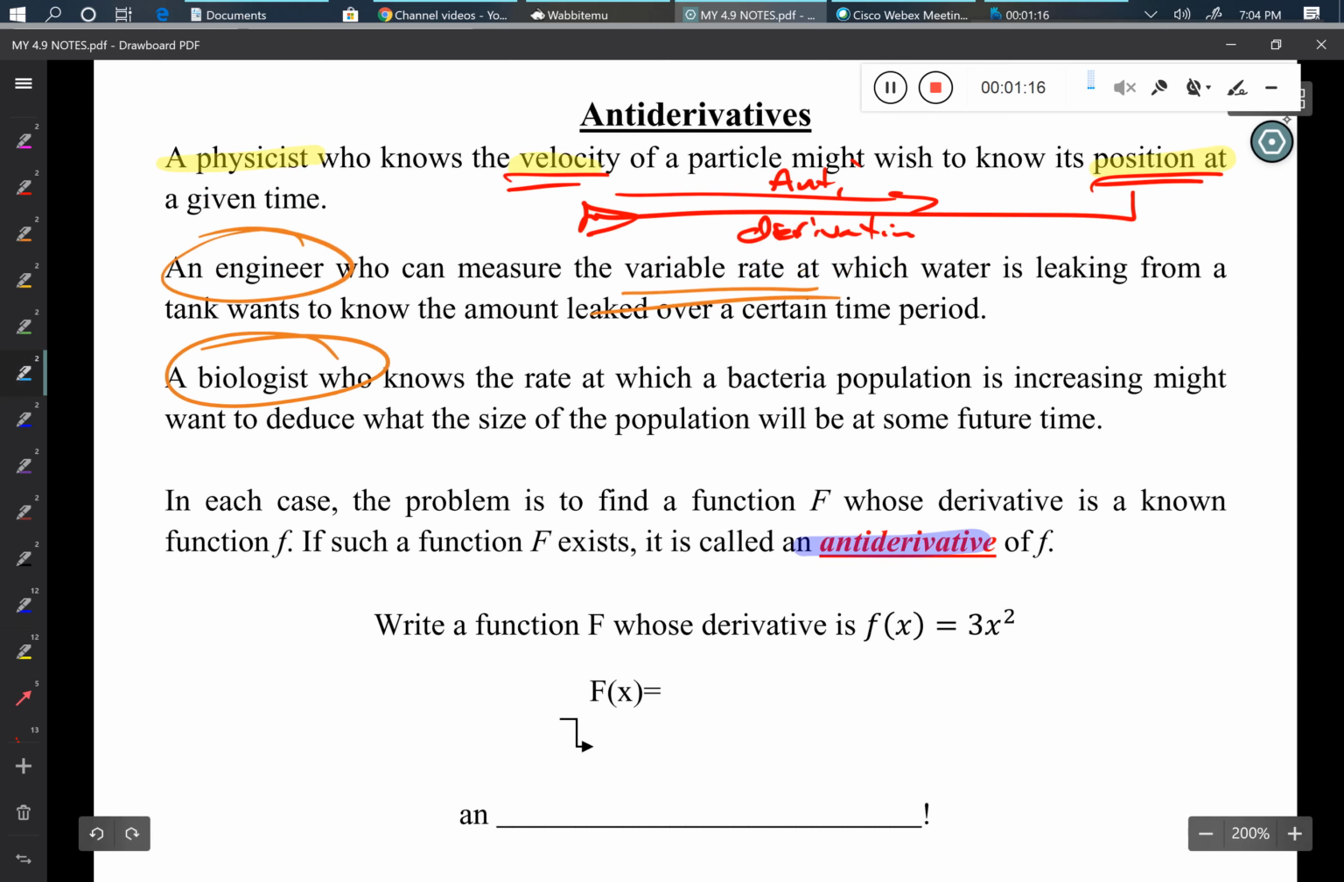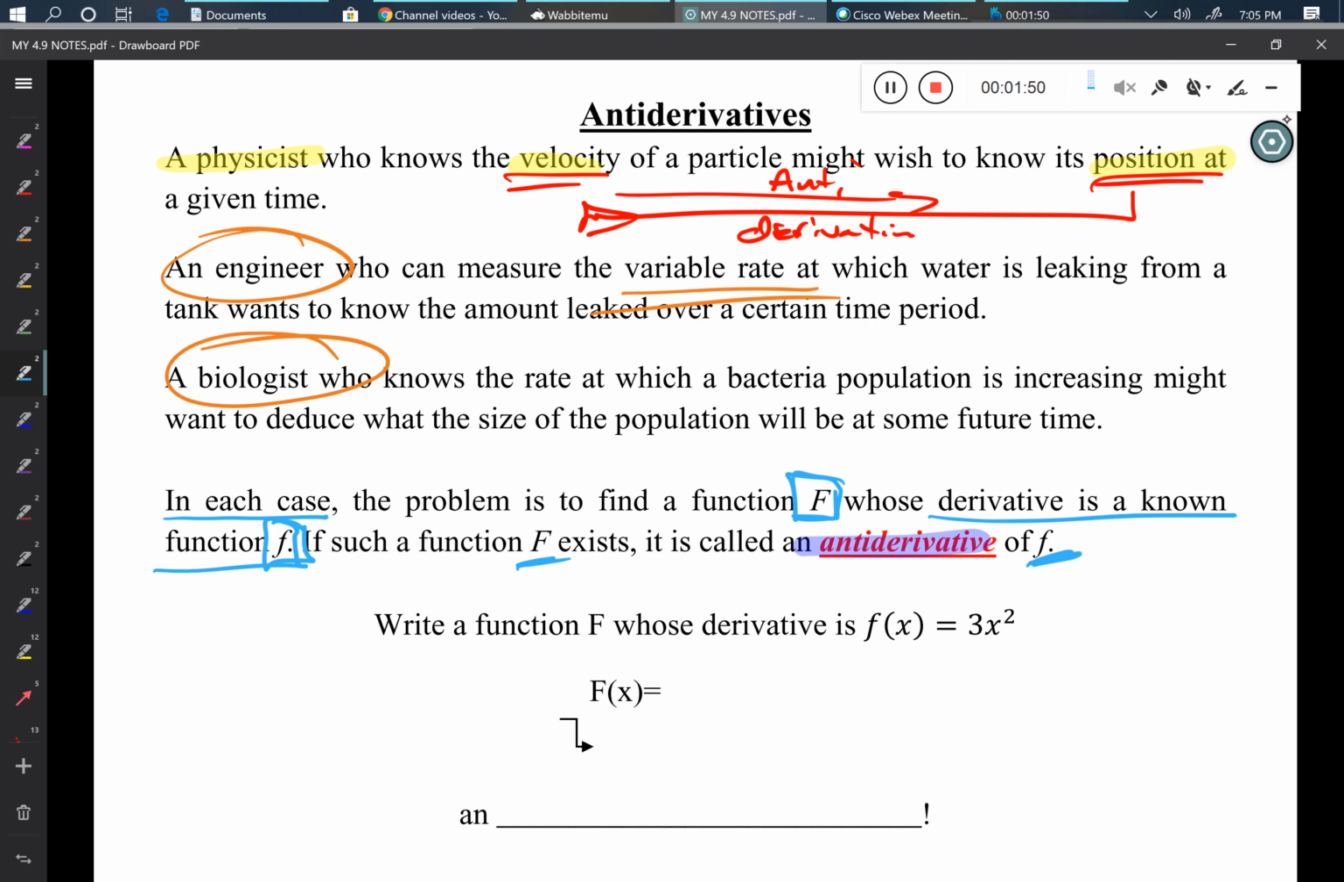We are going to be using a series of lowercase and uppercase letters. So right here, in each case, the problem is to find a function F, notice it's a capital F, whose derivative is a known function f. Notice it's a little f. So we have little f's and big F's. And what we are going to argue here is that little f is the derivative of big F, or if you want to look at the other direction, which we are going to from this section forward, big F is the antiderivative of little f.